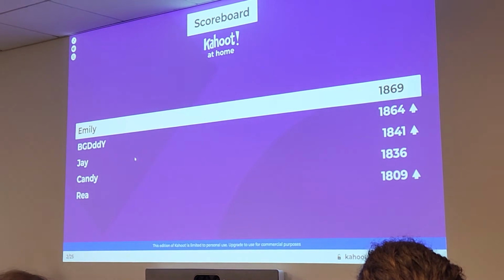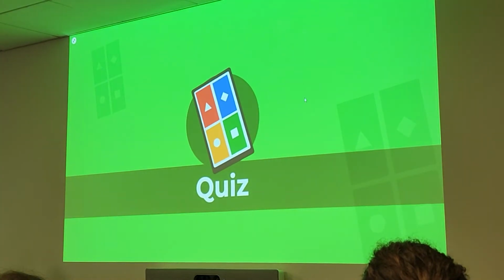Oh, Emily knocked John way down. Okay. Oh, like Big Daddy and Jay. He says he's not going to miss a single one today. We shall see. You've got time, we're just starting.